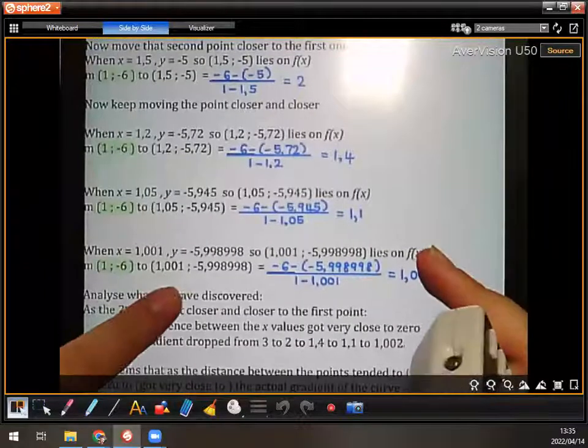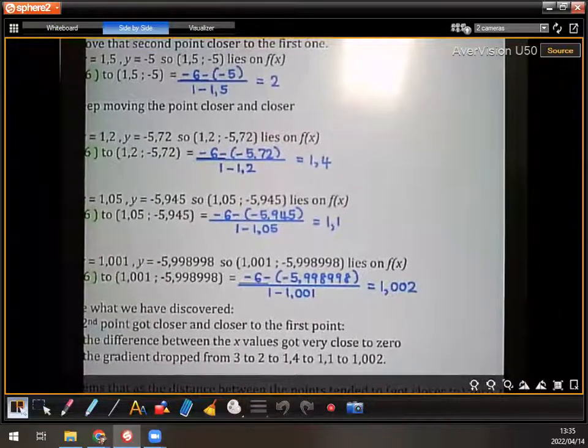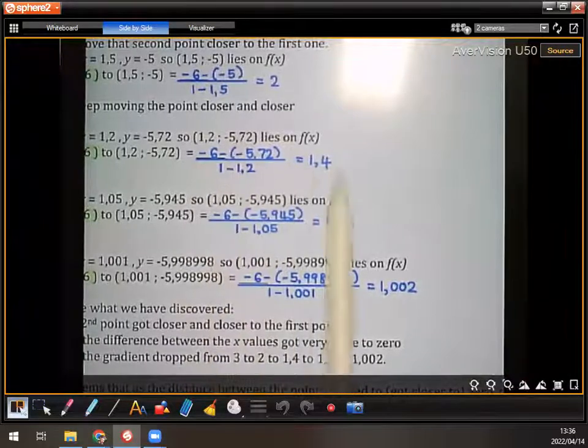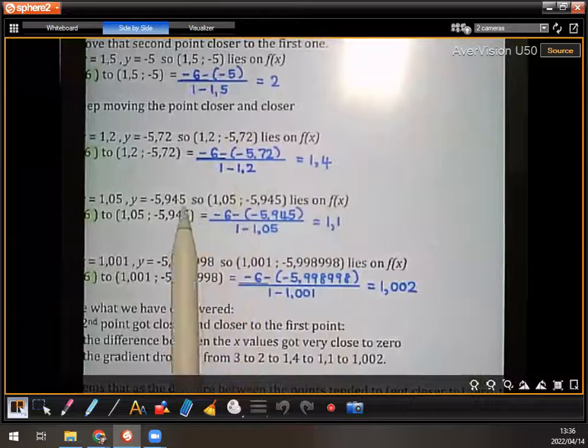Okay, guys, I'm just going to show you my three answers. Sorry if you are so busy. And then we'll look at the graph again. So for when we're working with 1, 2 and negative 5, 7, 2, I'm getting an answer of 1.4 for the gradient.